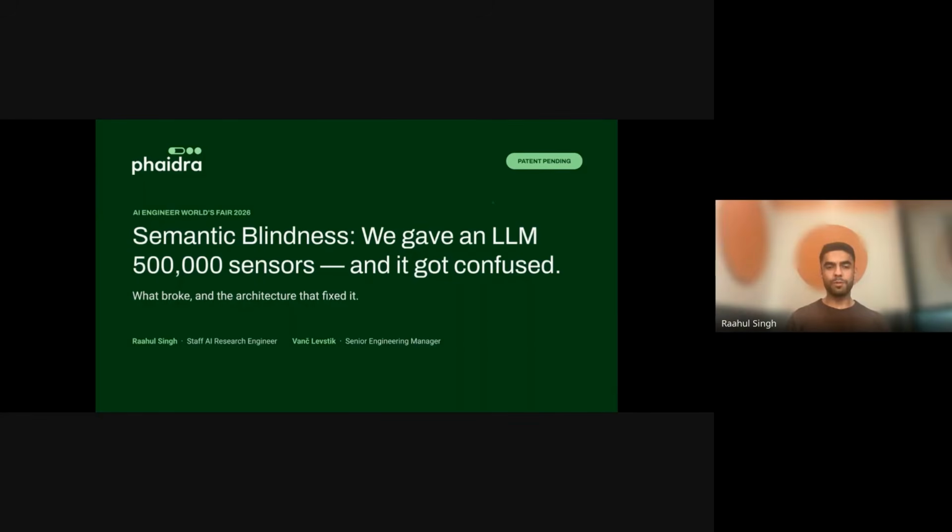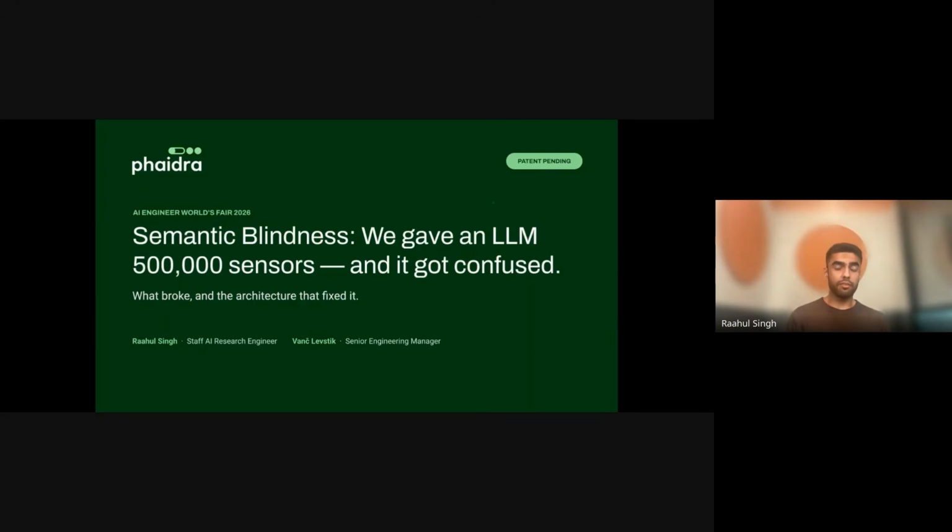And today we want to talk about the time when we gave an LLM 500,000 sensor names and it got confused. We call this problem semantic blindness. At Phaidra, we build AI agents for AI factories. This includes agents which allow our customers to talk about their data centers and understand how the data centers are working and what problems they are facing on a day-to-day basis.